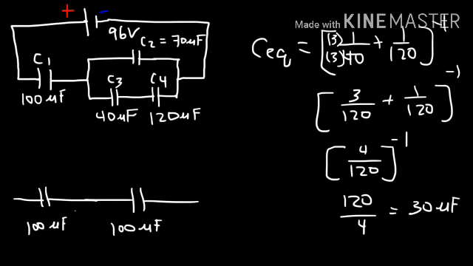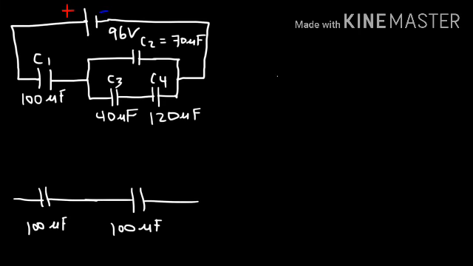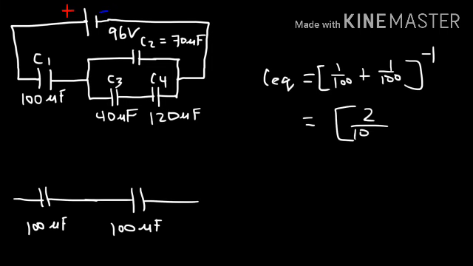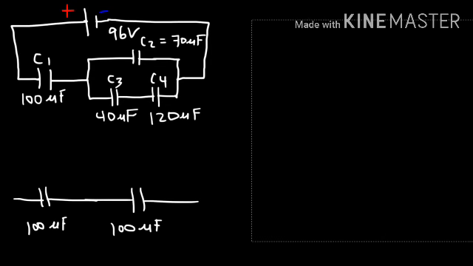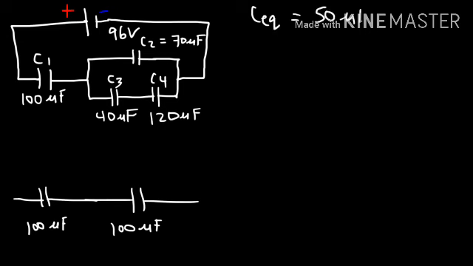So the equivalent capacitance of two capacitors in series that have the same value is going to be half of 100. So that's going to be 50. To confirm that answer, you could say it's 1 over 100 plus 1 over 100, raised to the minus 1. 1 plus 1 is 2, so this becomes 2 over 100. And if we flip it, it becomes 100 divided by 2, which is 50. So the equivalent capacitance of all four capacitors is 50 microfarads. So that's step 1, is to calculate this value.